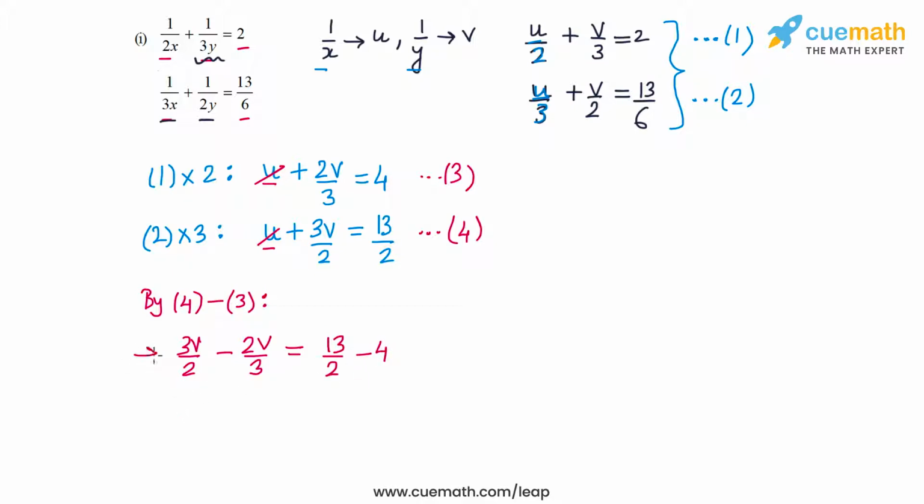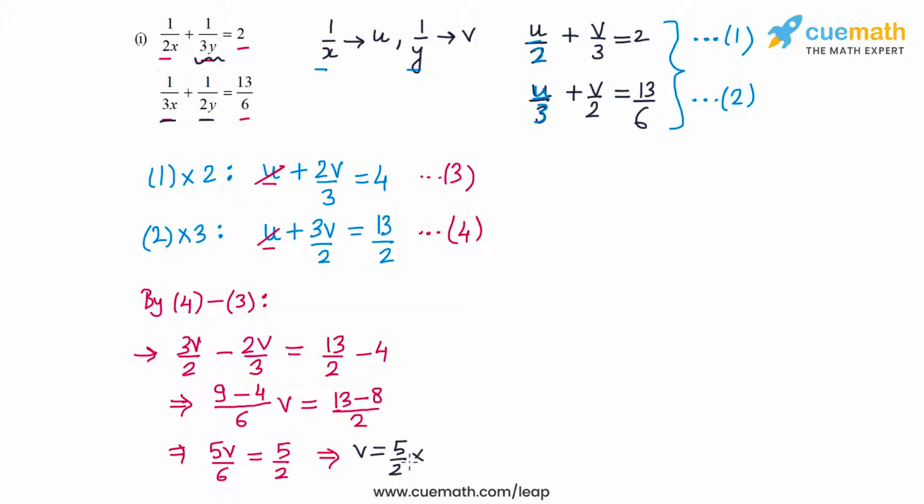So this is an equation in v alone. So let's solve it and find the value of v. So 3v by 2 minus 2v by 3 will be equal to, with denominator 6 and numerator 9v minus 4v, is equal to 13 minus 8 by 2. I've just taken LCMs and combined the terms. So this gives us 5v by 6 is equal to 5 by 2, and from here we get v equal to 5 by 2 into 6 by 5, and this is equal to 3.